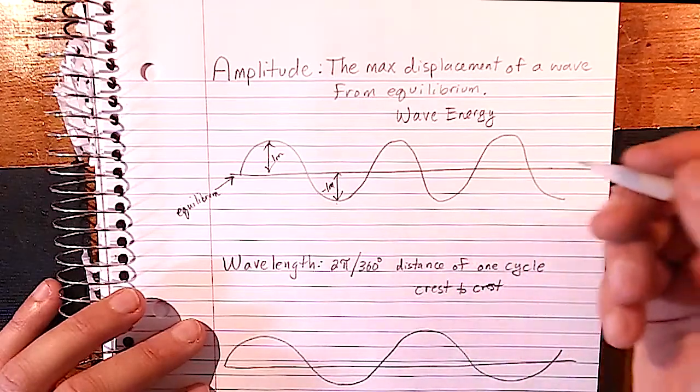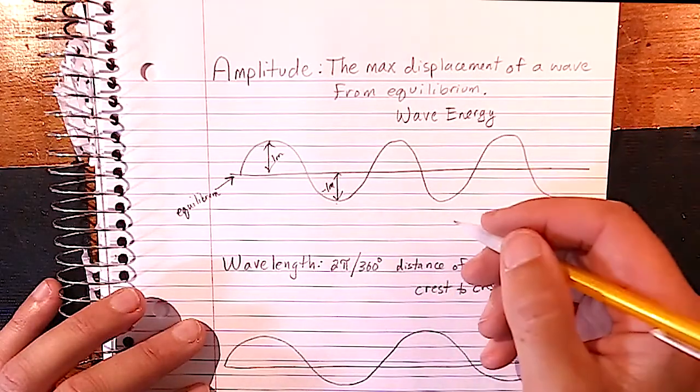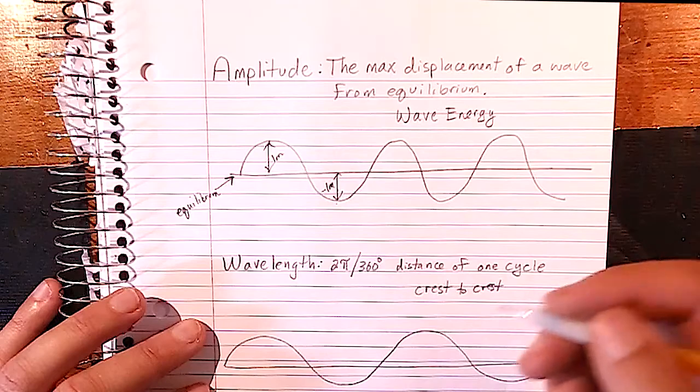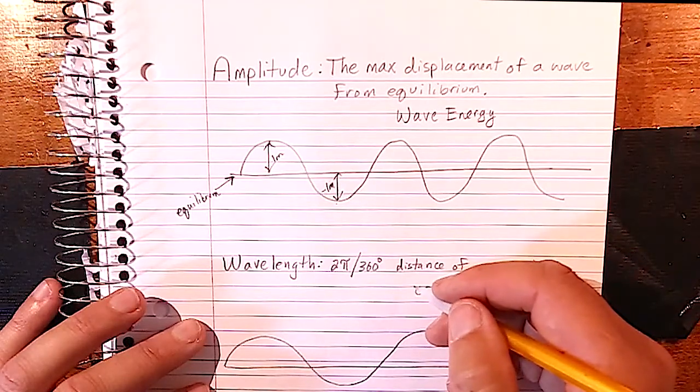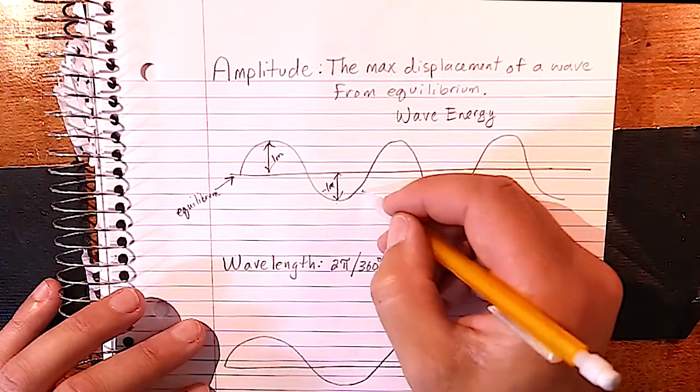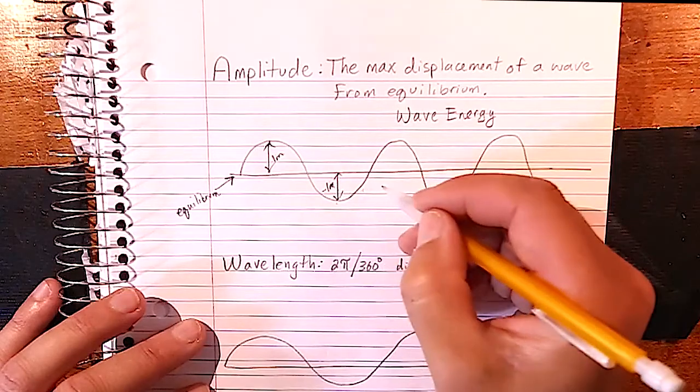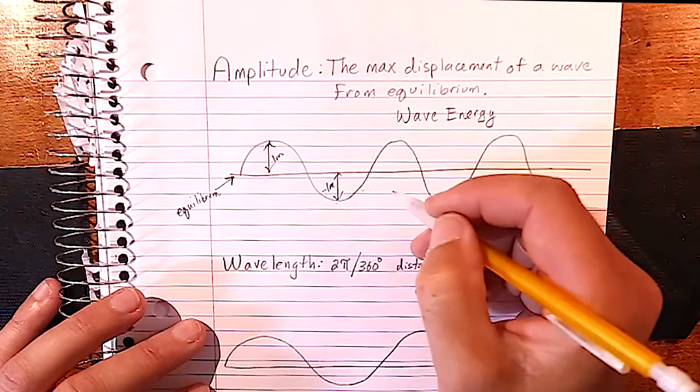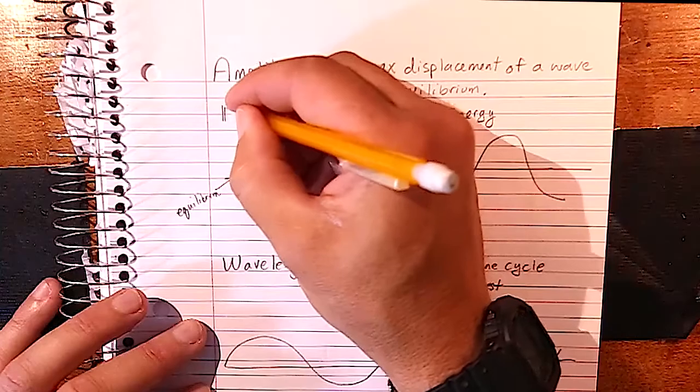And if we're talking about light, that would be brightness. And if we're talking about sound, we're talking about loudness. Now, this type of wave is transverse. So this could be light. But sound waves are longitudinal.